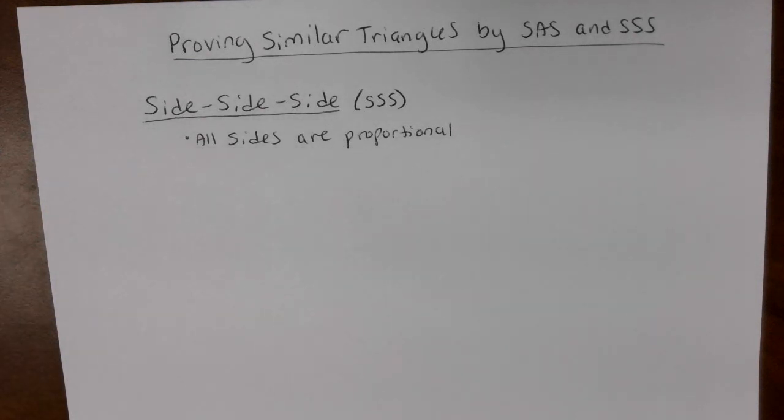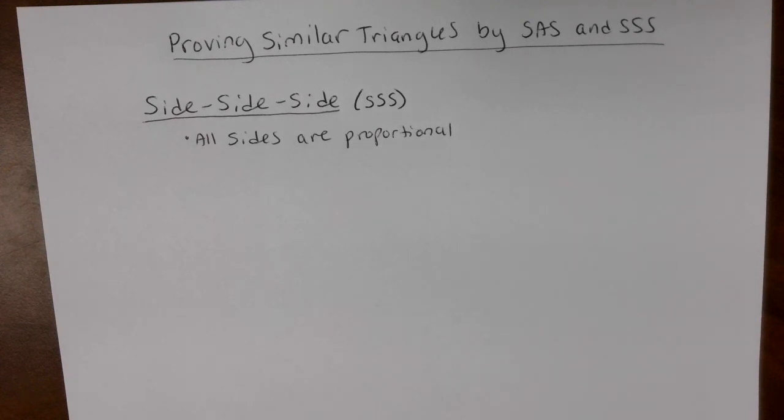Today we're going to work on proving similar triangles by side angle side and side side side. Yesterday we looked at angle angle as one of the ways that you can prove two triangles are similar without looking at all sides and all angles. Today we're going to look at the other two ways that you can prove two triangles are similar.